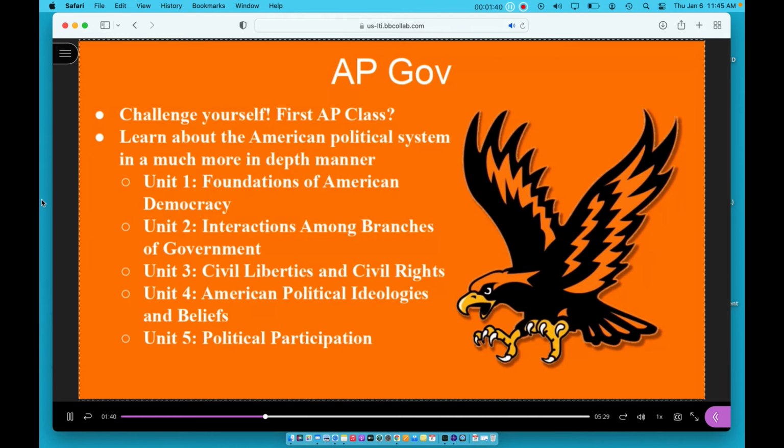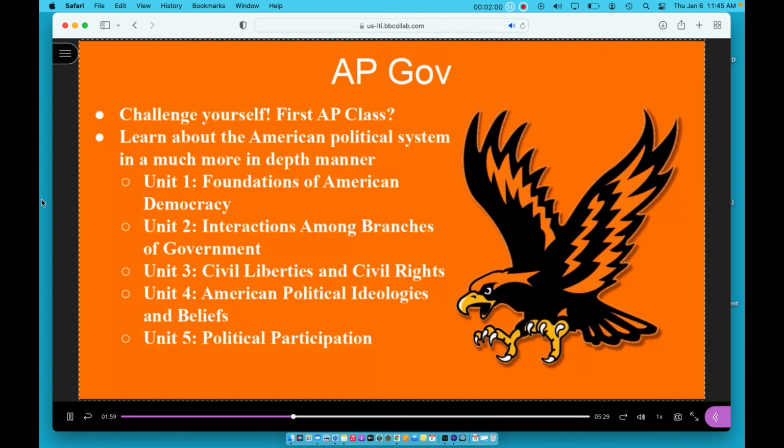Unit 3 is always a fun, exciting unit as well, because we're talking about the Bill of Rights and what rights you have and how your rights might change if you're in school versus out of school and things like that. What things can you get arrested for? What things could you get fired for? Those always encourage some interesting conversations in class.